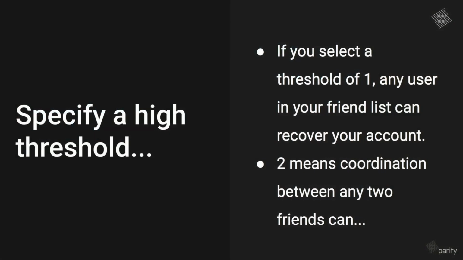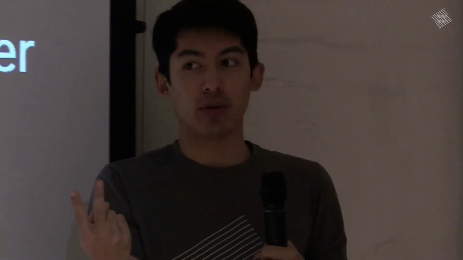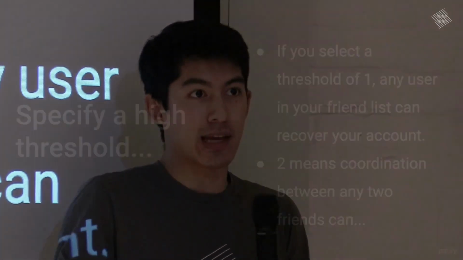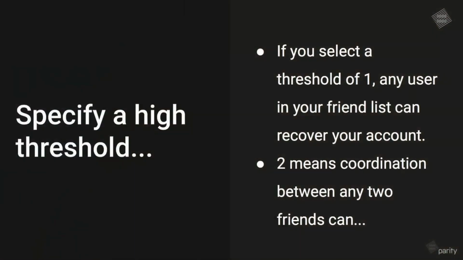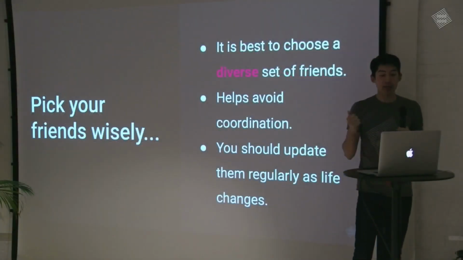Specify a high threshold. Threshold is another thing that you can control. So you could pick 100 friends and say the threshold is 1. What does that mean? Well, that means that any friend on your account can basically steal your account from you, right? If you pick only 2 as your threshold, any 2 of them can coordinate and attack your account. They can basically approve themselves and get in. So it's important to set a high threshold such that people aren't able to easily get the approvals on your account. And furthermore, it's important to pick your friends wisely.